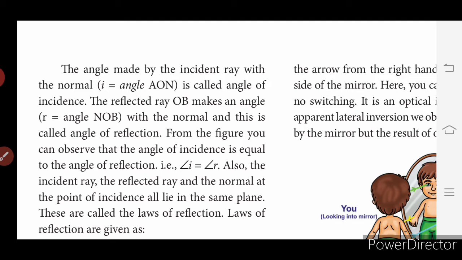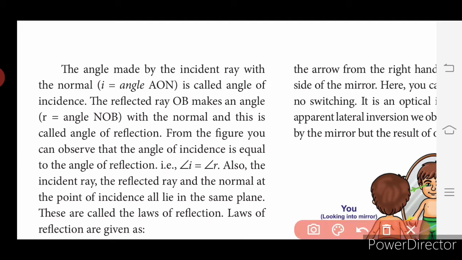And the angle between the ray OB, which is angle NOB with the normal, is called the angle of reflection. So from the figure you can observe that the angle of incidence is equal to the angle of reflection, that is, angle I is equal to angle R.